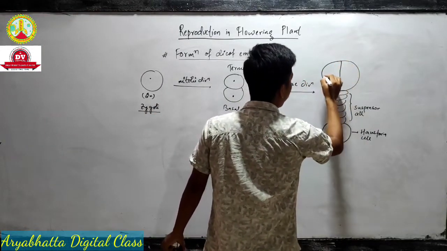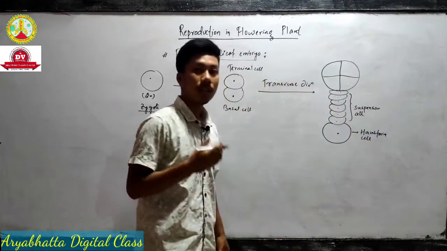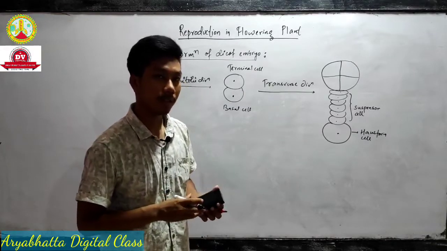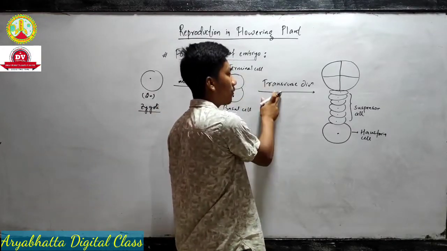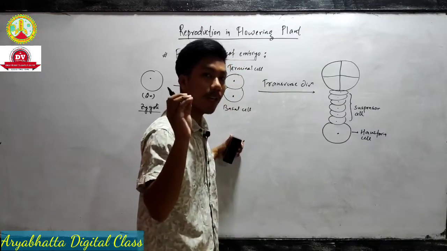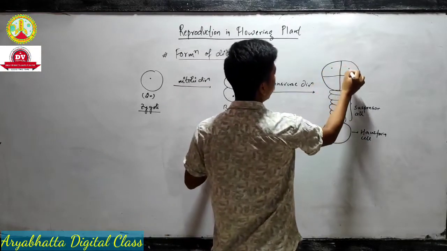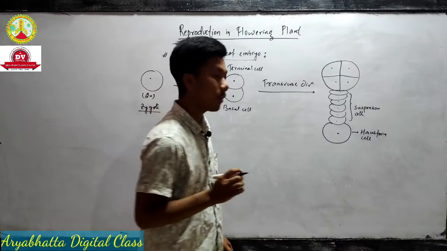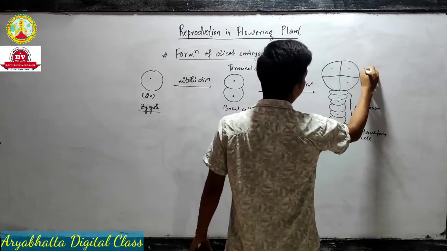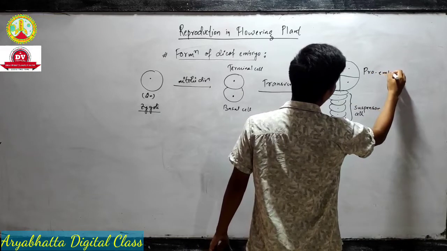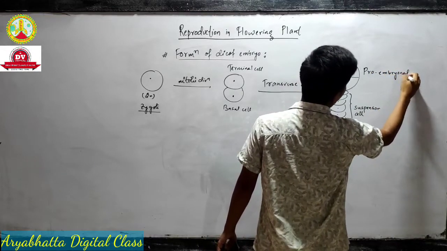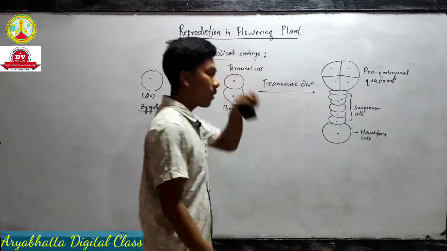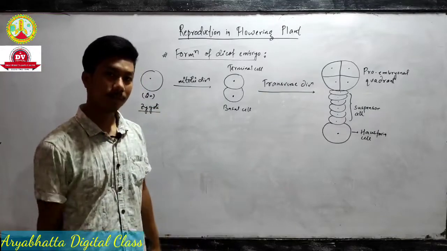So for our convenience, we are drawing in such a way so that we can understand. The actual diagram doesn't look like this, but it is for us to understand. Okay. So the terminal cell, after transverse division, will form a group of four cells attached together: 1, 2, 3, and 4. That structure is known as, I'm writing here, pro-embryonal quadrant, that means four cells.